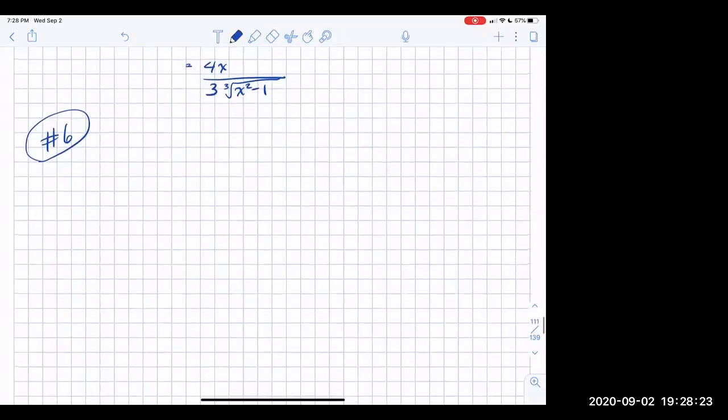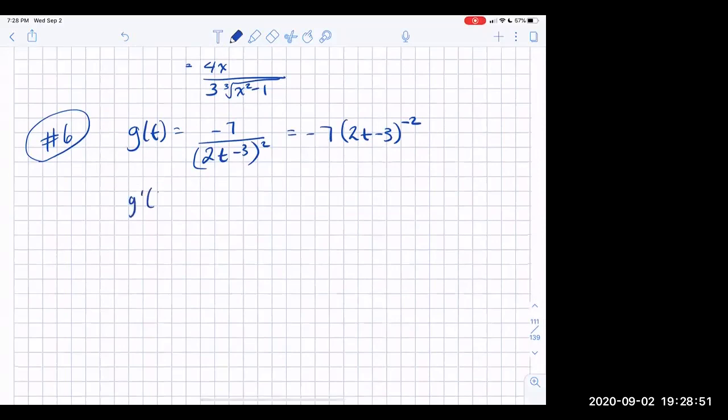Okay. Number 6, g of t equals -7 over 2t minus 3 quantity squared, right? To the -2 power. So then g prime of t is just 2. So that becomes 28 on top. All the rest of it goes on the bottom as 2t minus 3 cubed.